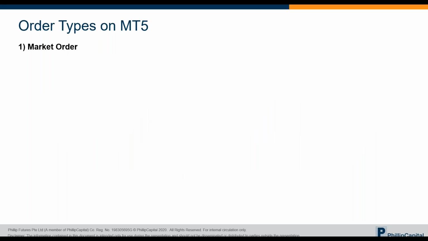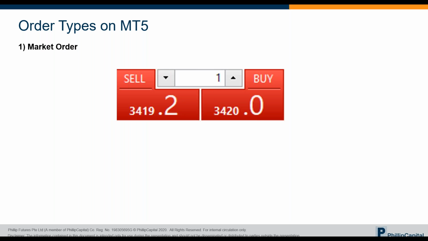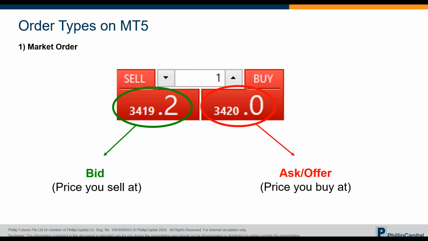Okay, so the first order type we'll be looking at would be a market order. So this is actually the most straightforward order type. In every contract, when you're trading, there is always a bid and an ask quote. So this is also known as the buy or the sell price. Bid is the price for you to sell at, and ask is the price to buy at currently. The difference between this bid and ask is also known as the spread.